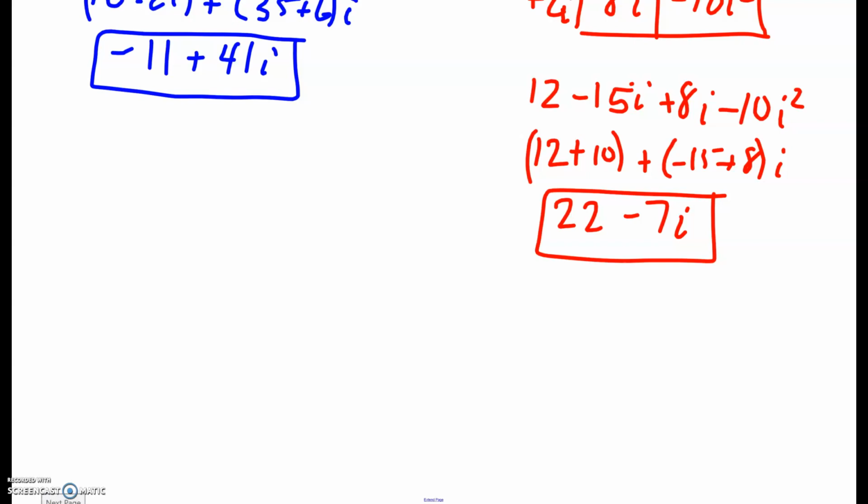Again, very similar to multiplying binomials using FOIL or the box method. Both methods work equally well. You'll have a chance on your homework to show that.